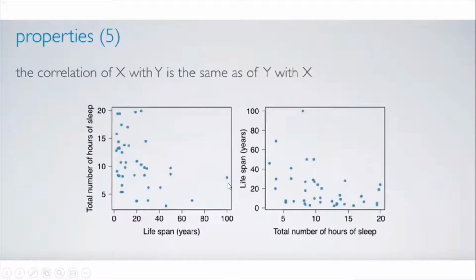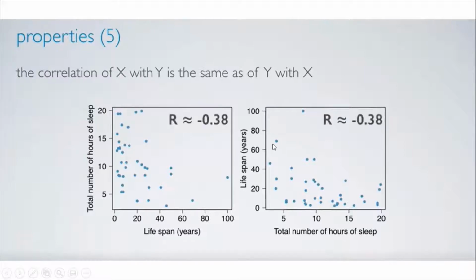This is about mammals again, plotting the lifespan in years of mammals and the number of hours of sleep of these mammals. When you switch the axes, the plot changes, but it is essentially the same, just rotated by 90 degrees. If you switch the axes, the correlation coefficient does not change. It will remain the same.